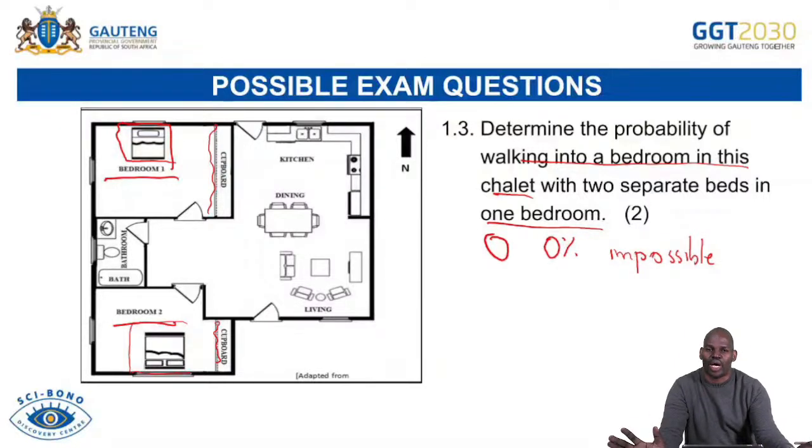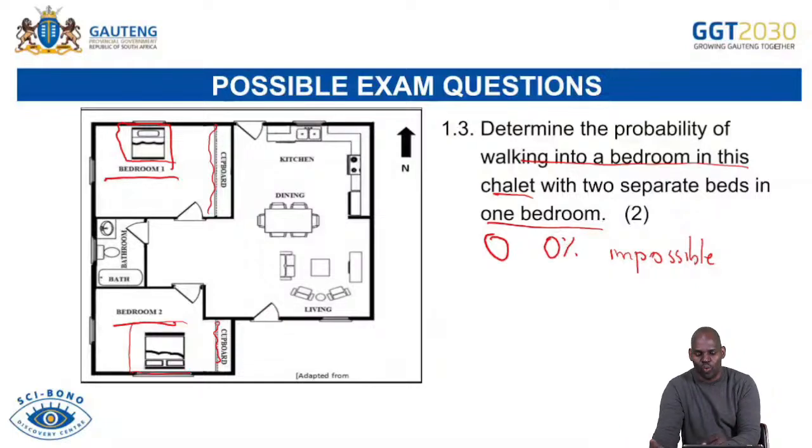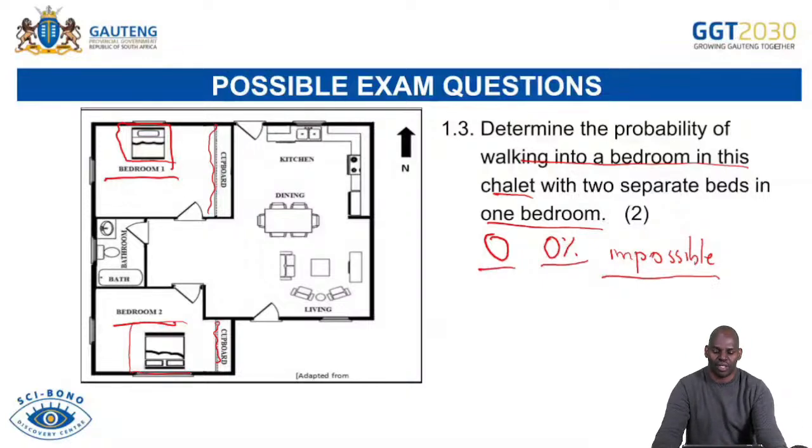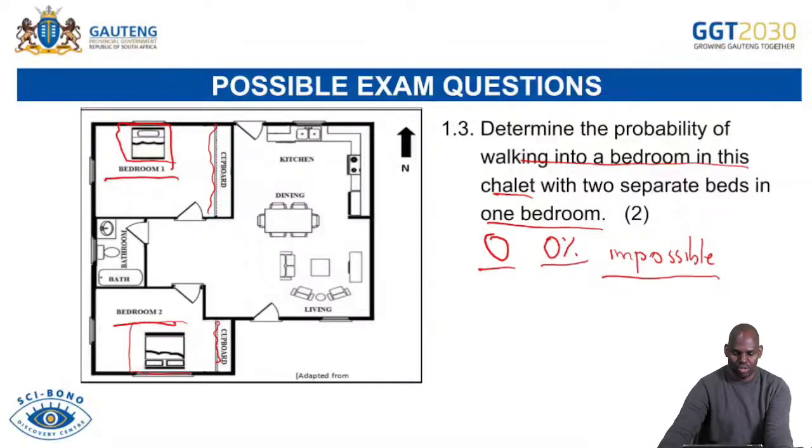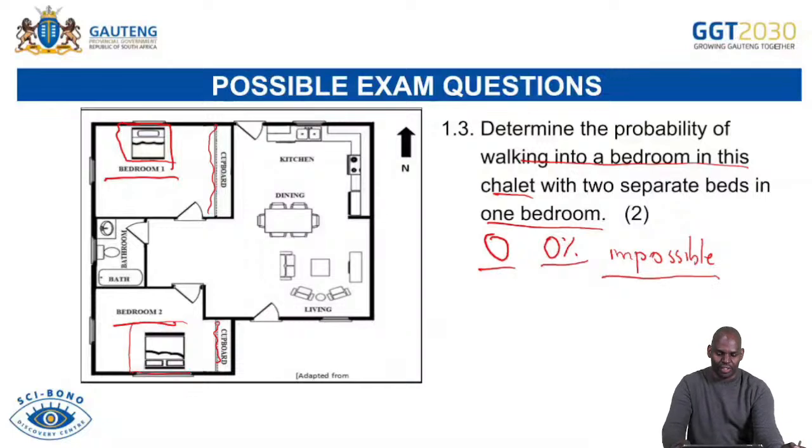You don't necessarily have to write all of them, any one of the three, unless the examiner says in numerical form, or in the form of a percentage, or in words. So in words it will be impossible. In the form of a percentage it is 0%. In numerical form, it's just 0. So that is how you would write it.